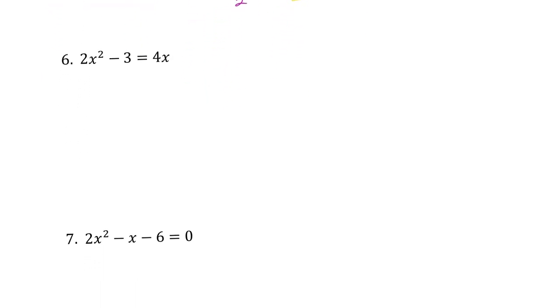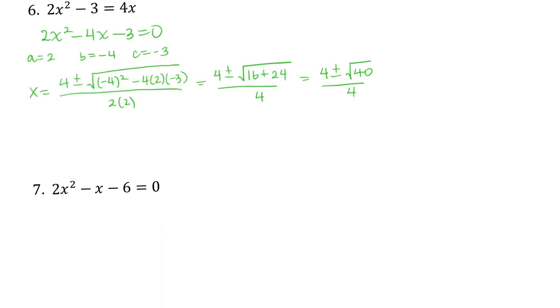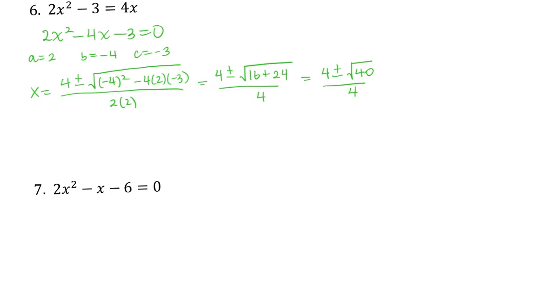Okay, a couple more. For number 6, I'm going to minus the 4x over, put it in standard form, and I'm going to apply my quadratic formula. I got 4 plus or minus the square root of 40 over 4. The square root of 40 is irrational, so let's simplify it, and then I'm going to show you 2 ways to write the answer. So if your answer didn't match, don't panic. That's 4 times 10, so 2 square root 10 over 4.